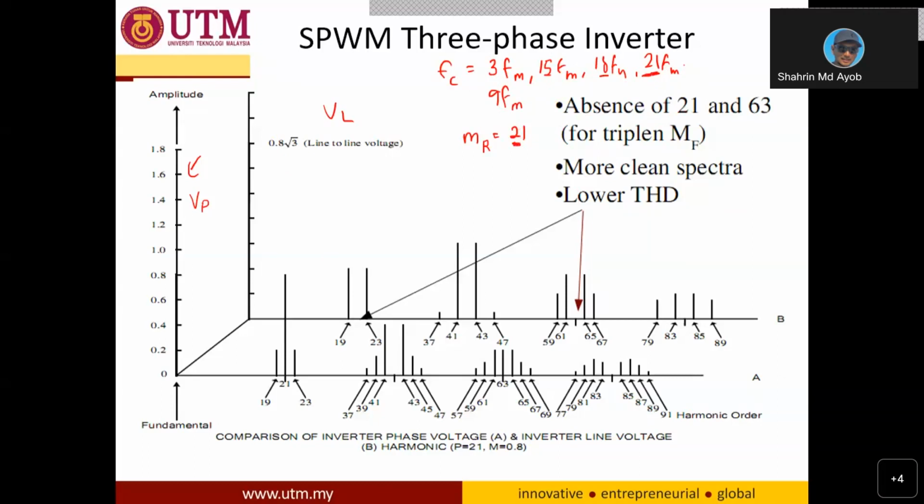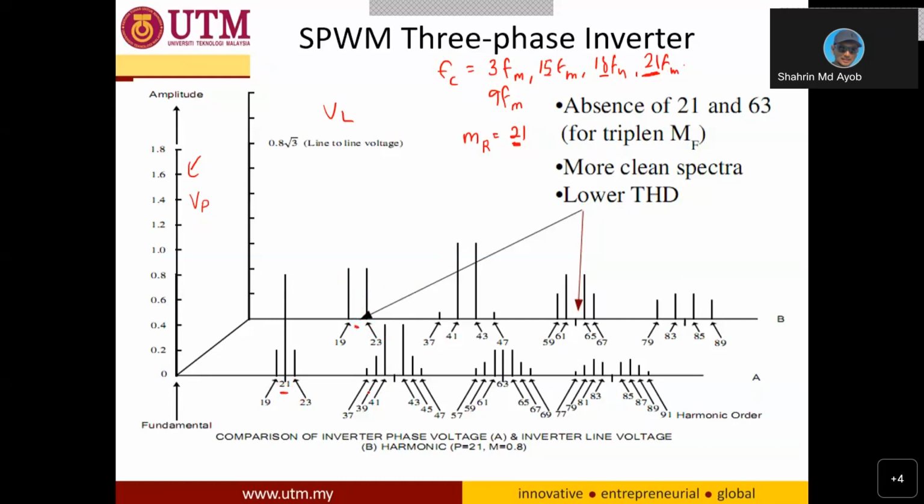21 is a multiple of 3, right? The factor of 3, 3 multiplied with 7, you get 21. So if you choose 21, as you can see, all the odd triplen harmonics will disappear in the line to line voltage. For example, this one is your V phase, you can see for the V phase you have harmonics number 21. But at the line voltage, harmonics number 21 is eliminated.